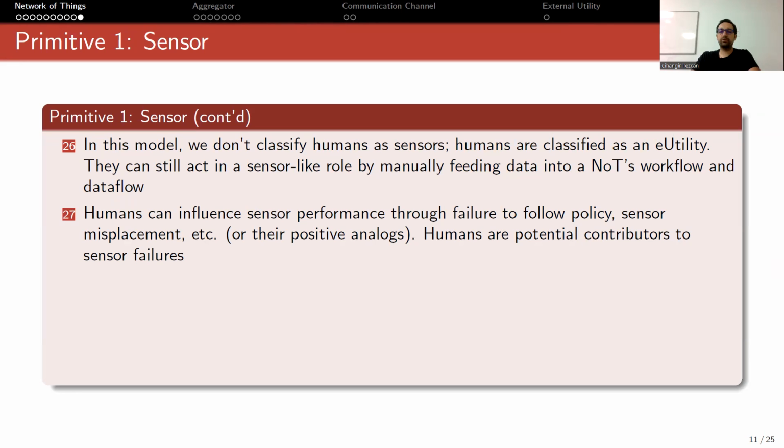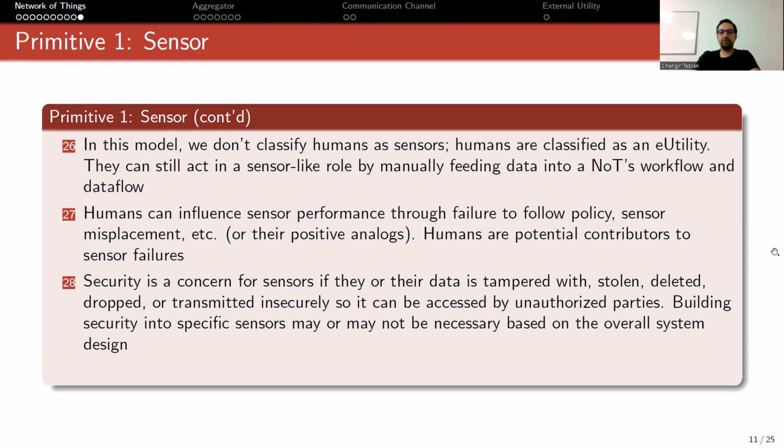Humans can influence sensor performance through failure to follow policy, sensor misplacements, etc., or their positive analogs. Humans are potential contributors to sensor failure. So this is really important because these are electronic devices, so you should be checking them from time to time. If you put one in the field and leave it there for years, most probably it will start giving wrong results. So humans can make a mistake by not following the policy, or misplacing the sensors, or analyzing the data in a wrong way.